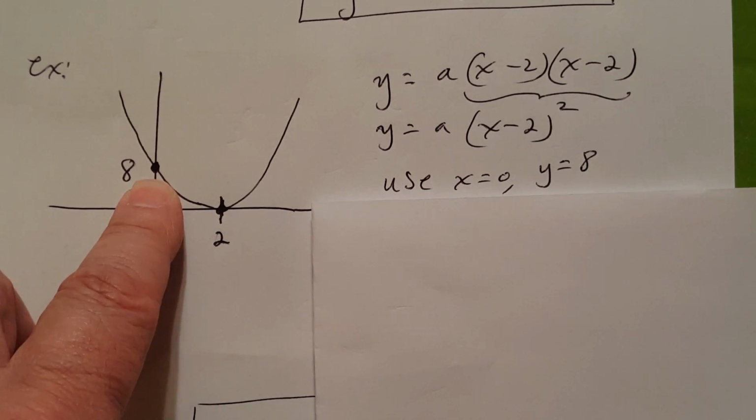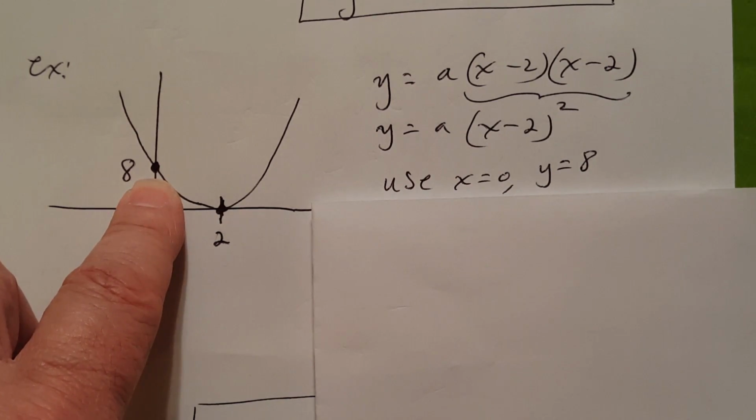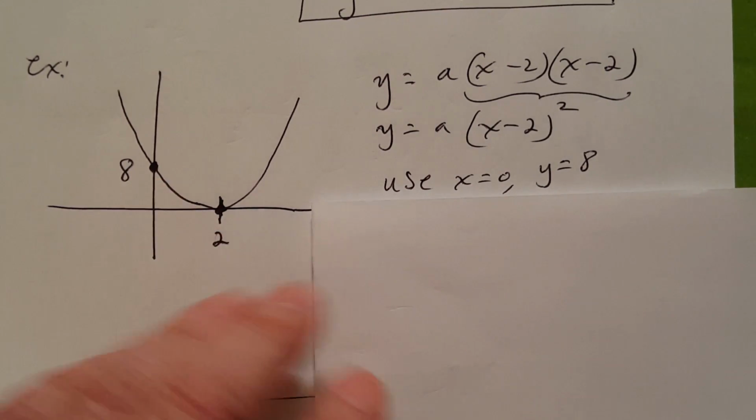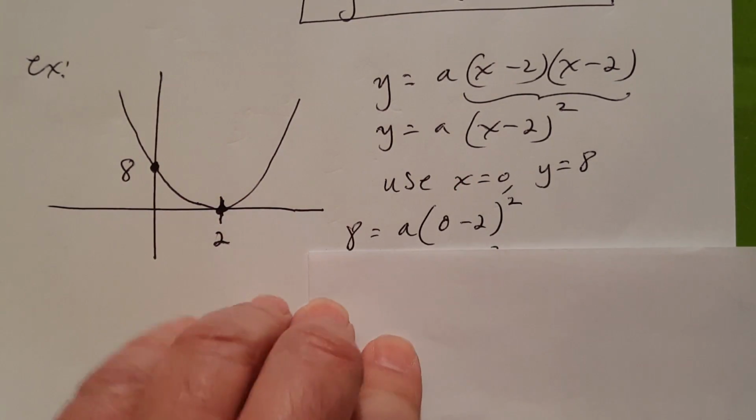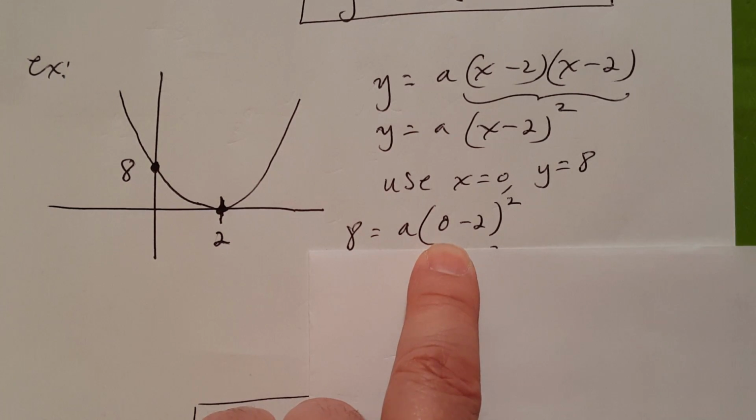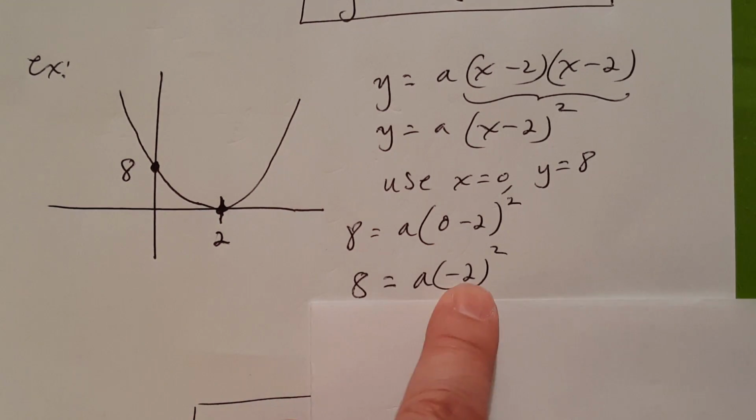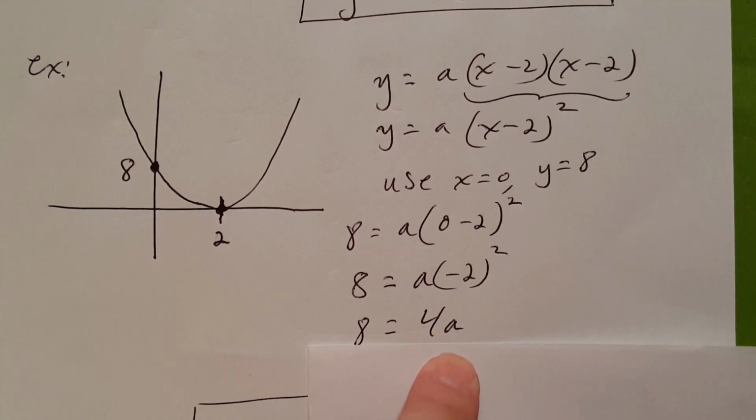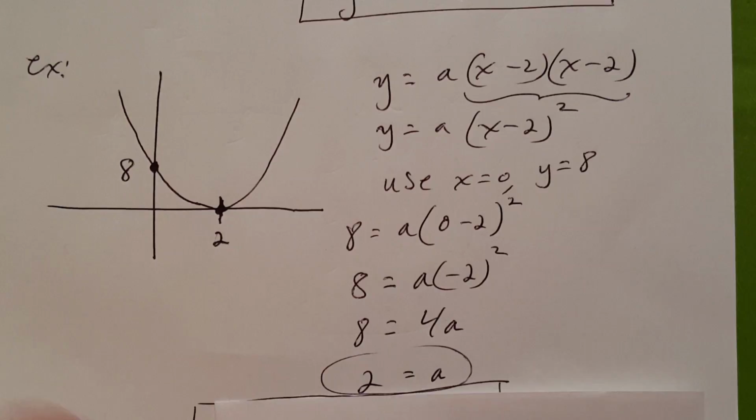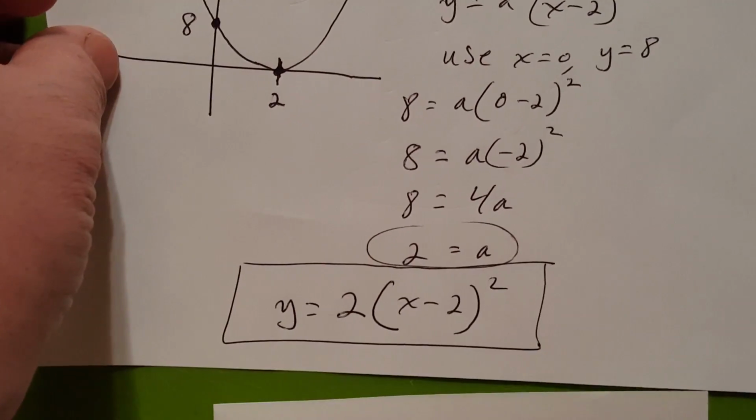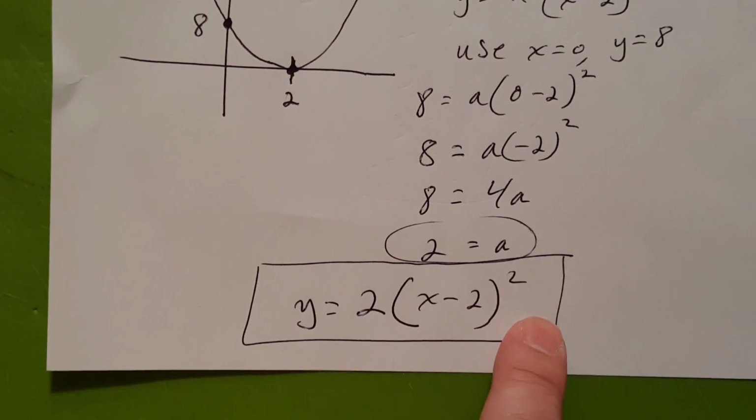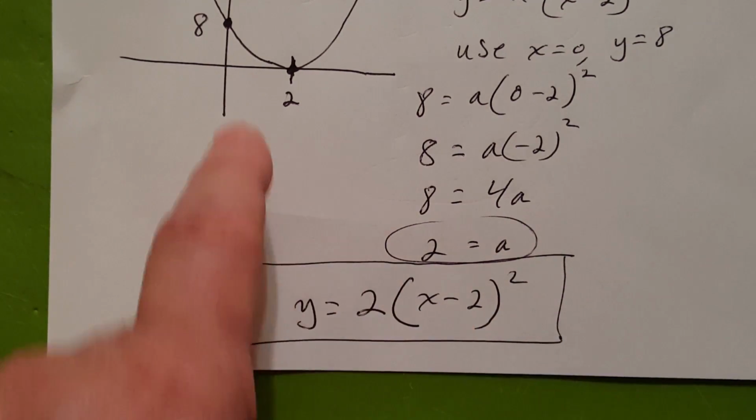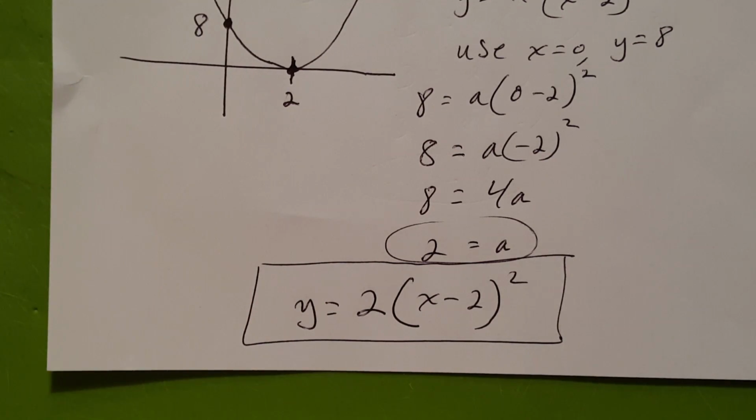So for the a part, is x always going to be 0? Yes. Yes, if you can remember that, that's fine. It's always going to be 0 for the a part. So what do I get? I get little a, 0 minus 2 is -2. -2 squared is 4, so I get 4a equals 8. And of course, a equals 2. I'm not done. I need to put that in the equation, and there it is. Y equals 2 times x minus 2 squared. So this looks a little different because there was only one intercept.